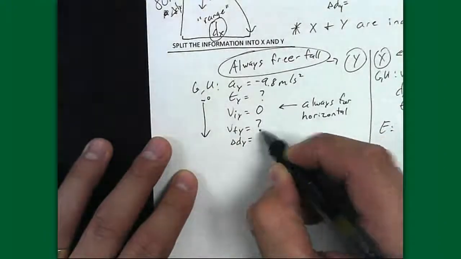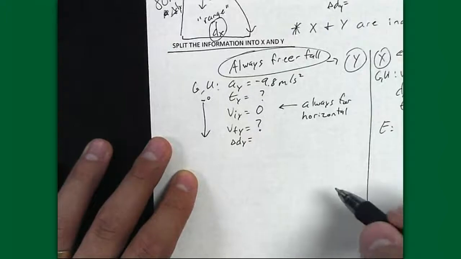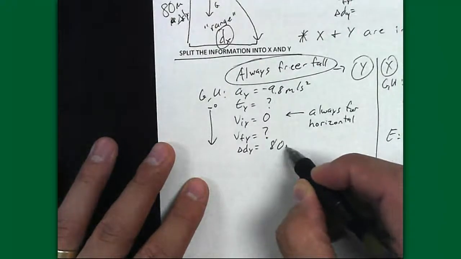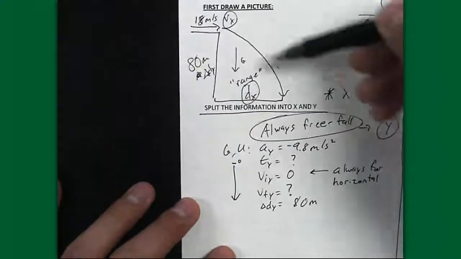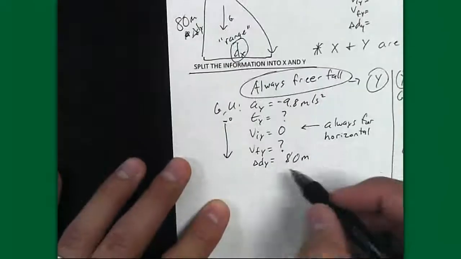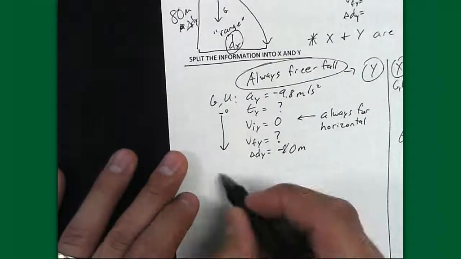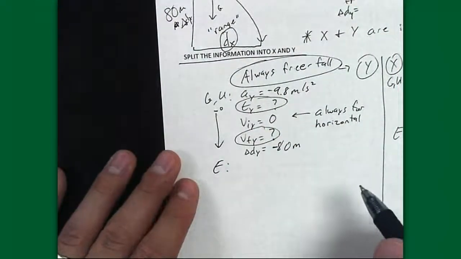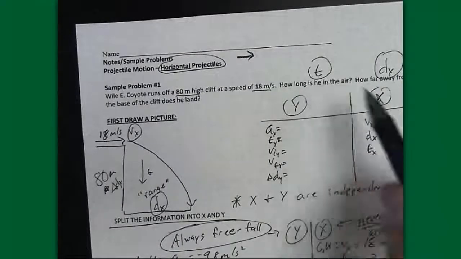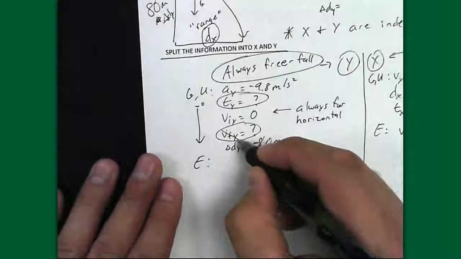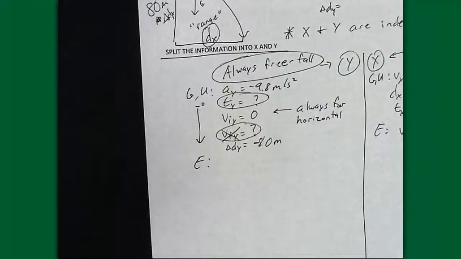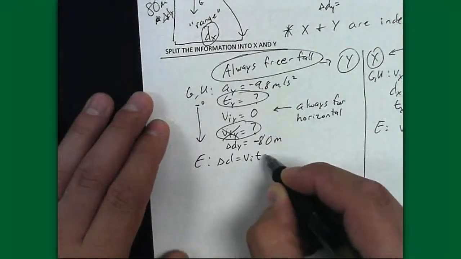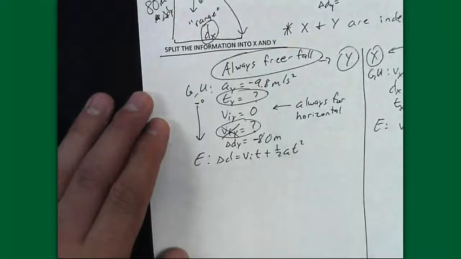Vf in the y direction, they don't tell us, and most of the time we won't know that one, at least in this class. Delta D in the y direction, we found that's 80 meters. And you might have figured out by now that since we will be falling down and not up, this 80 should be labeled negative. Equation. This is kinematics. We have two unknowns. Question is, which one do we want? Well, we care about time because that's the one they're asking for. And if I care about time, I don't care about Vf. So I'm looking for an equation that has time and not Vf. And that equation happens to be delta D equals Vi t plus 1/2 a t squared.